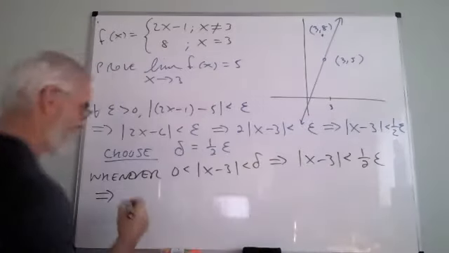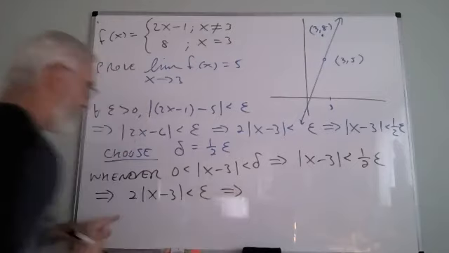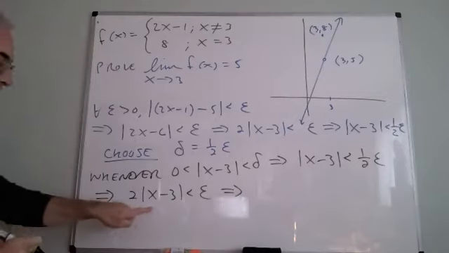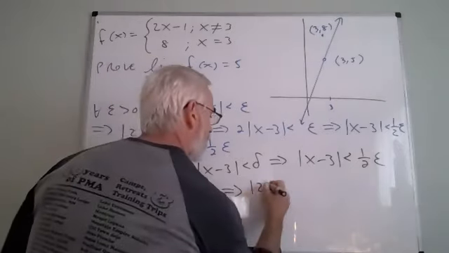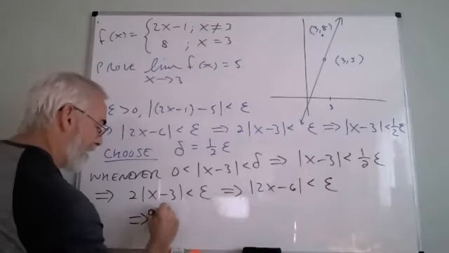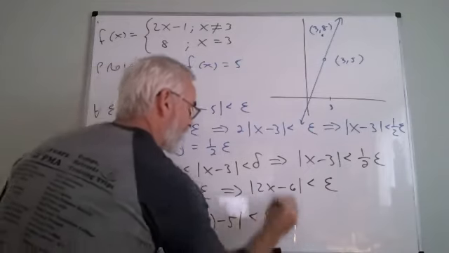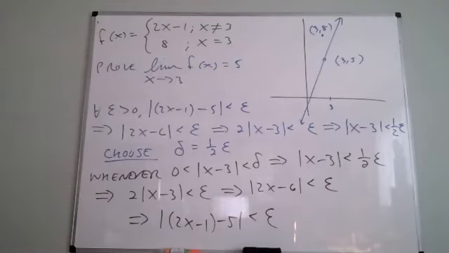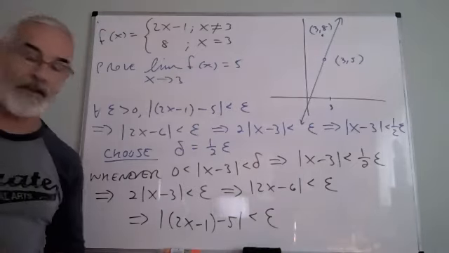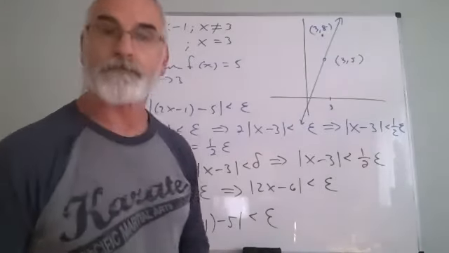So now if I multiply both sides by 2, now if I distribute the 2 into the absolute value, which I can because 2 is positive, and then finally, I restate that as the absolute value of 2x minus 1 minus 5 is less than epsilon. This is the form of an epsilon delta proof for a linear function. It turns out if I was dealing with something more complicated and nonlinear, most of the steps remain the same. And again, our main goal is to find the value of delta that makes this proof.